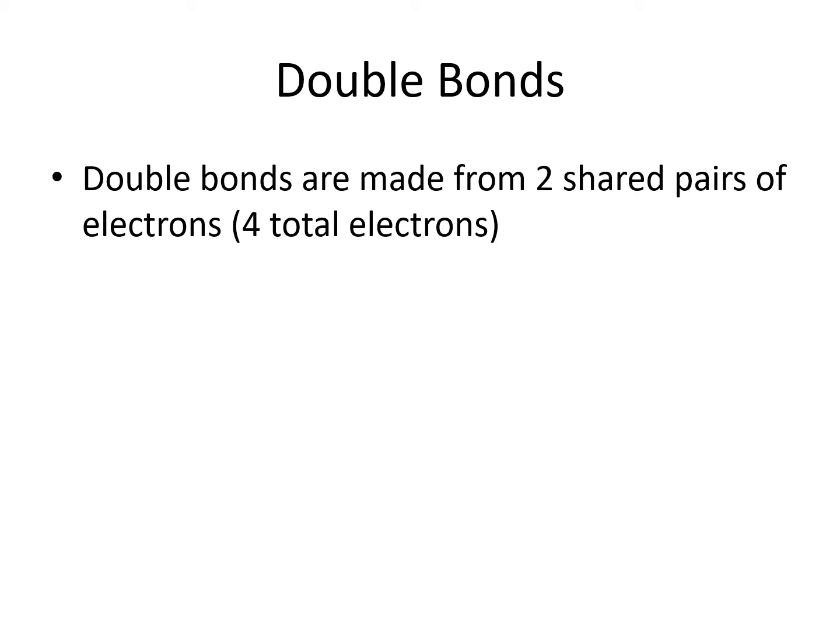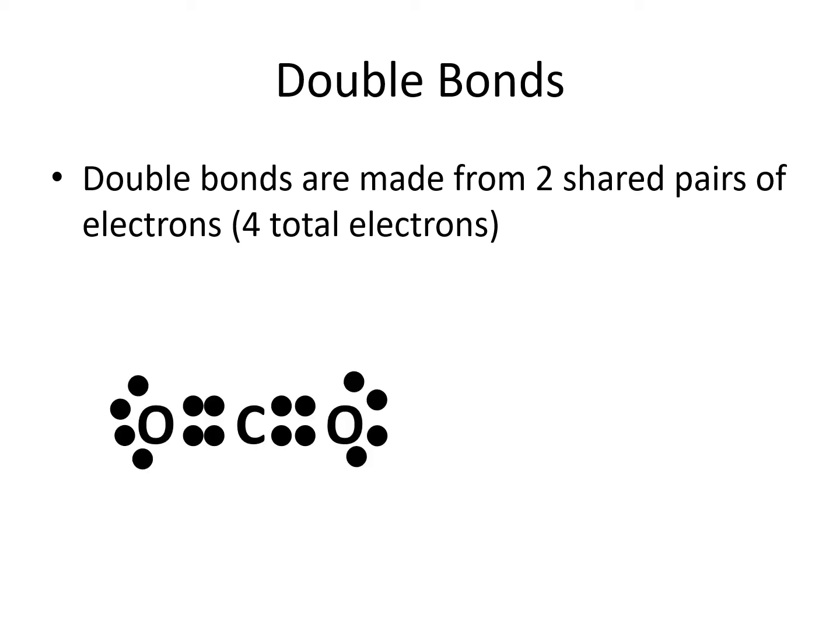We've seen that single bonds have one shared pair of electrons, or in other words, 2 electrons in the bond. Double bonds have 2 shared pairs of electrons, in other words, 4 electrons in the bond. For example, carbon dioxide has a double bond between carbon and each oxygen. Notice that each atom obeys the octet rule.